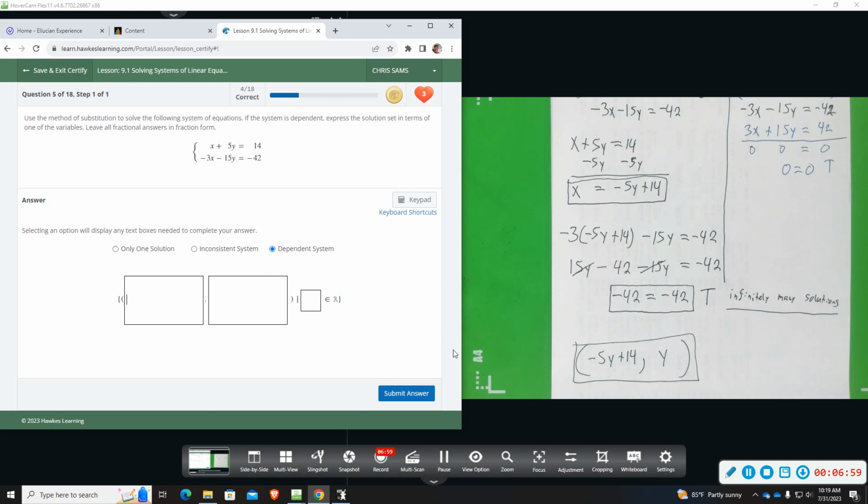So here's where I plug in this expression. So I'm going to do negative 5y plus 14. And then over here, y. And then what they want here is the independent variable, which is y. Since it's not in an expression, y can be any real number. So y, just any number we pick, we can plug in because they're all going to be the same. Works for every number.